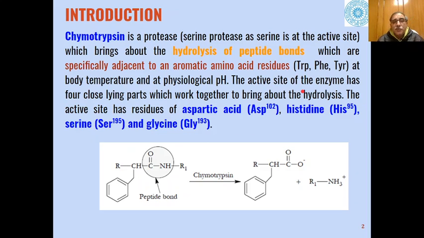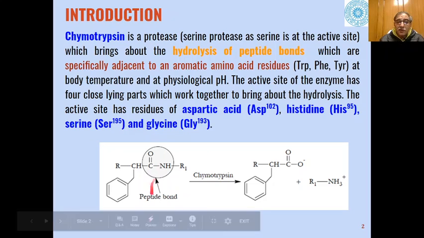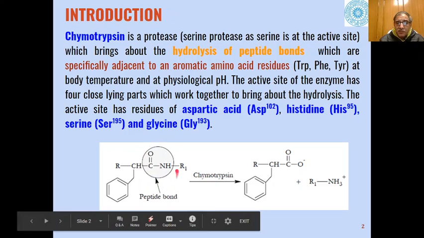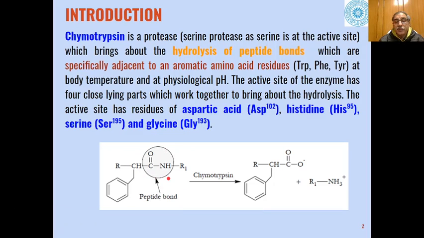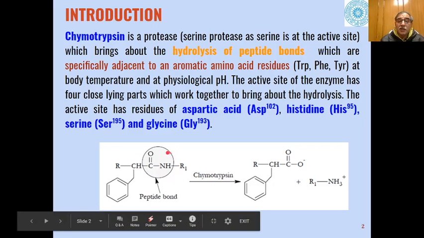Chymotrypsin is a protease enzyme which is used for hydrolysis of peptide bonds. This type of bond, the imidic bond present in polypeptides, is known as the peptide bond. In the presence of chymotrypsin, this peptide linkage is hydrolyzed to give us the products.